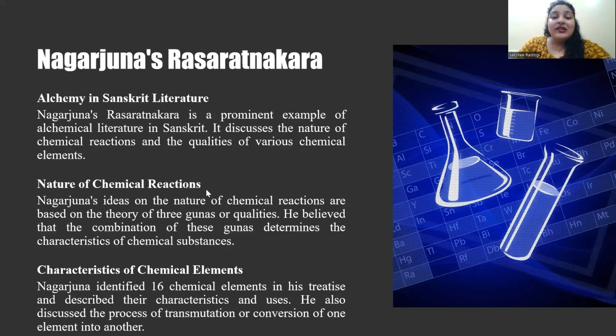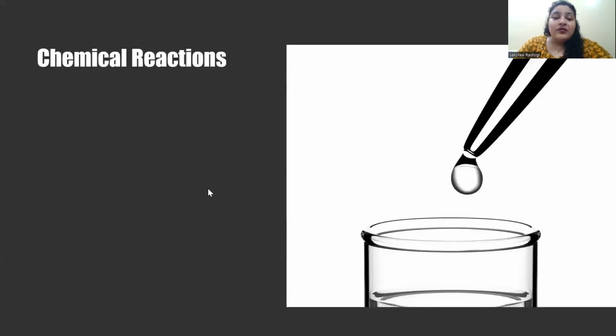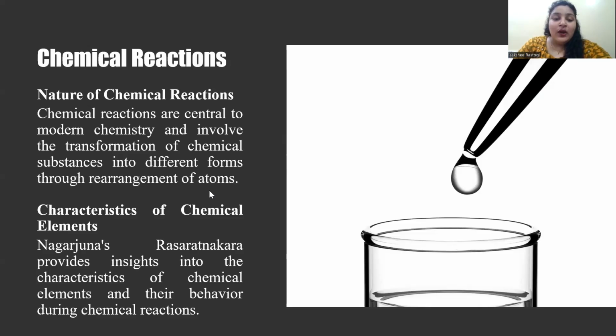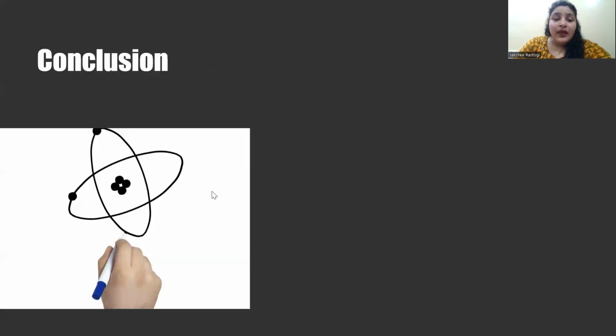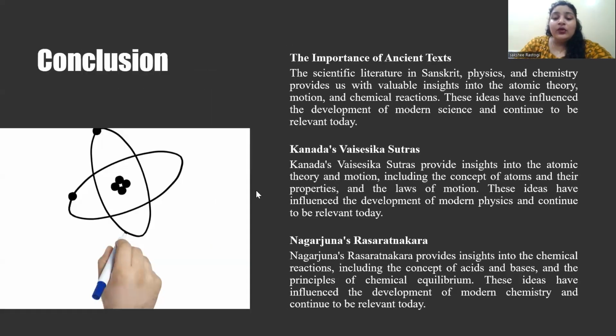So at last, I just want to conclude. This is the chemical reaction which I talked about earlier. Now, I just want to conclude that the ancient Indian texts such as the Vaisheshika Sutras and the Nagarjuna Ratnakara demonstrate a sophisticated understanding of chemical reactions, elements, and processes. The concepts of motion, transformations, combinations, separations, and potencies show a deep understanding of the fundamental principles of chemistry.